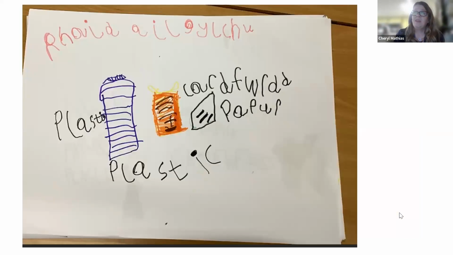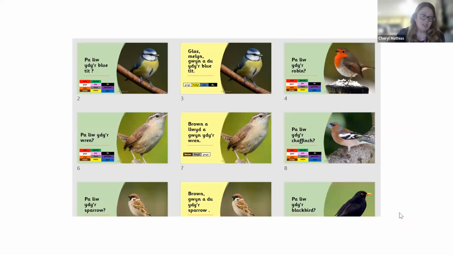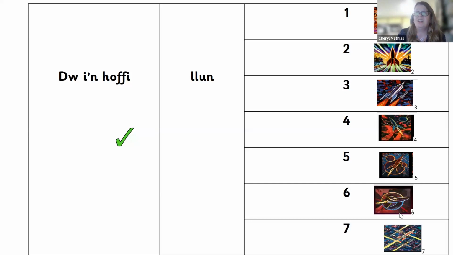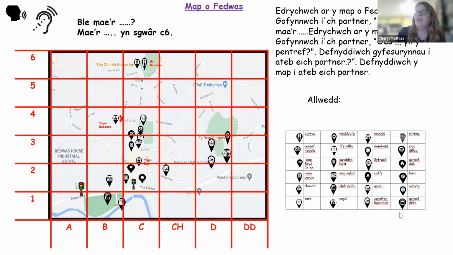Other things: recycling, "ailgylchu". Also, one of the topics was the garden and birds. So painting the birds from the garden, they're getting to practise their colours. Discussing artwork: with the space topic, they had 7 different art pieces they were looking at and saying "hoffi" or "ddim yn hoffi", and we went on to expand to "beth wyt ti'n hoffi" and "pa liw ydi". It's just ways that you can bring it into your art lessons, and a map of Bedwas using the coordinates and the different buildings around Bedwas.